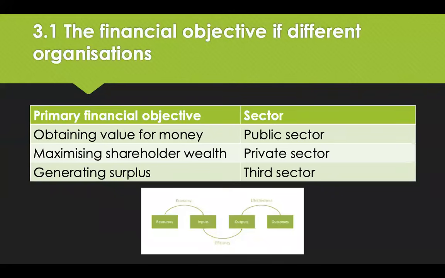Moving on to the private sector, maximising shareholder wealth is their primary objective, where shareholders are paid dividend as a return on their investment. And then generating surplus is common in the third sector, where they won't actually have any profit or wealth maximisation targets, but they may need some surplus to remain financially sustainable and to invest in their social, environmental or cultural objectives.